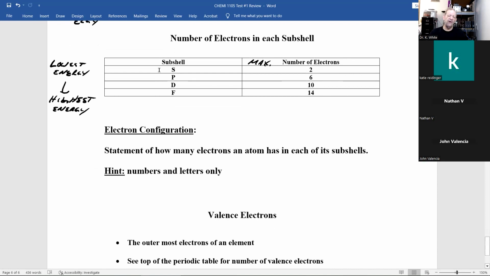Now, one of the important things that helps chemists understand different aspects of elements and how they react in their chemistry and physical properties is where the electrons are. And here there are 2 different ways. In this course, I'm only teaching the electron configuration. That's a statement of how many electrons an atom has in each of its subshells. Remember, a subshell is designated by a number and a letter, and the electron configuration just deals with numbers and letters.